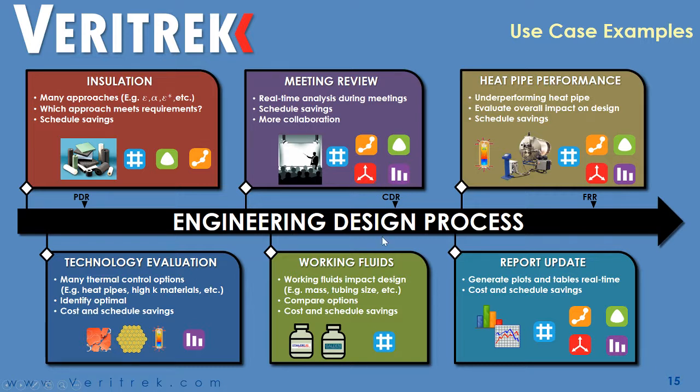A couple other examples include working fluid evaluation. This is some of the work that I had done with the NASA folks. They were trying to look at a number of different working fluids for a very complex thermal model. And finally, heat pipe performance. Perhaps you get to the end of the design cycle and you may have an underperforming component such as a heat pipe, and you want to quickly evaluate what's going on.